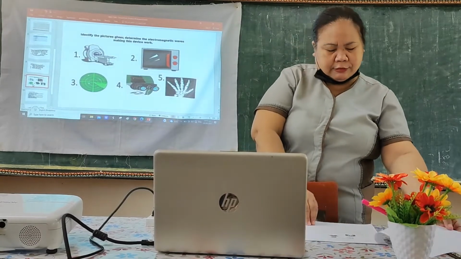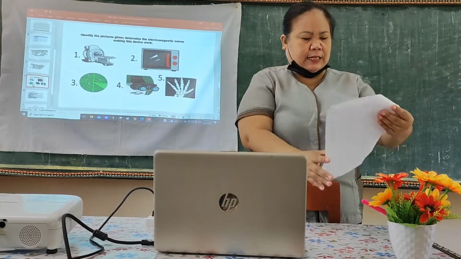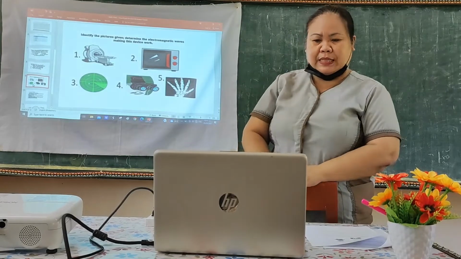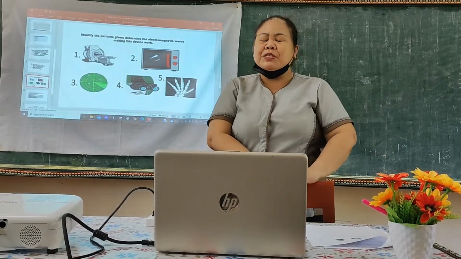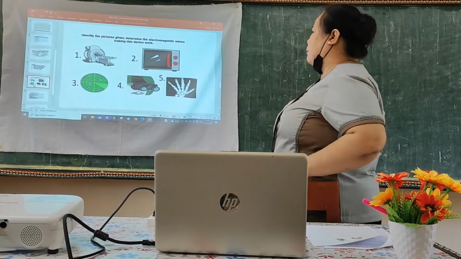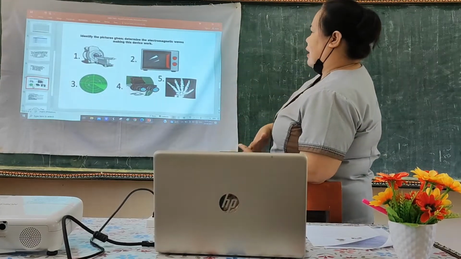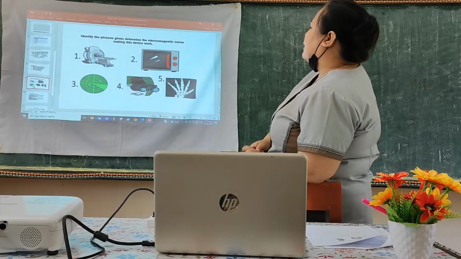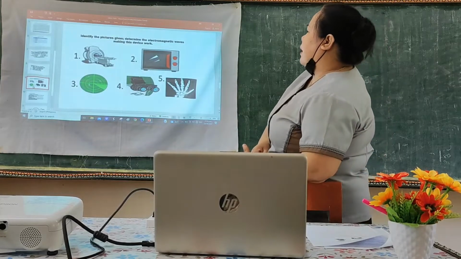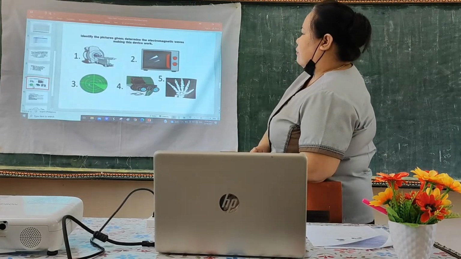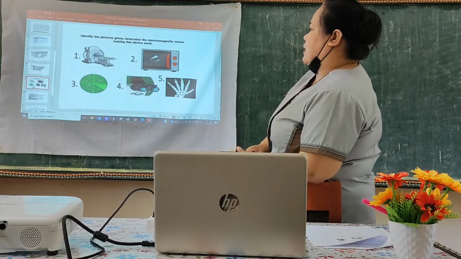After giving that activity, we have to proceed now with the abstraction. In the abstraction, we have to identify the pictures given. What are the different pictures given there? And then they have to determine the electromagnetic waves that make this device work. For example, for number 1, we have the CT scan.